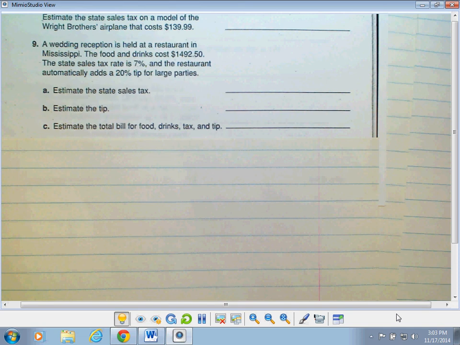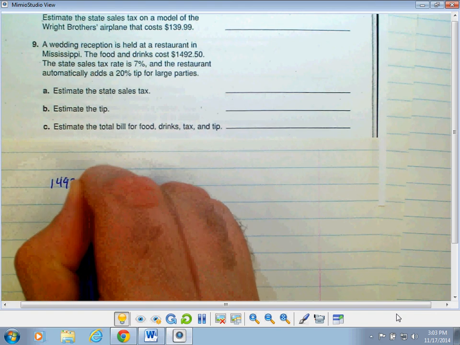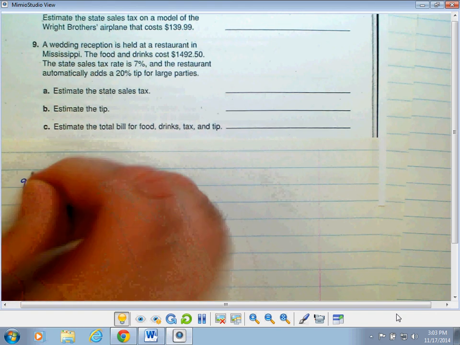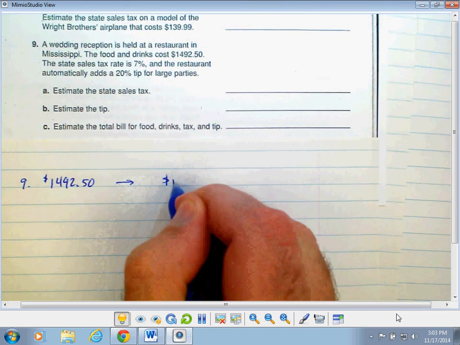So estimate doesn't exactly mean calculate. What they mean is get a rough idea. Well, I don't want to use $1,492.50 then as an estimate. What I'm going to say is that's about $1,500.